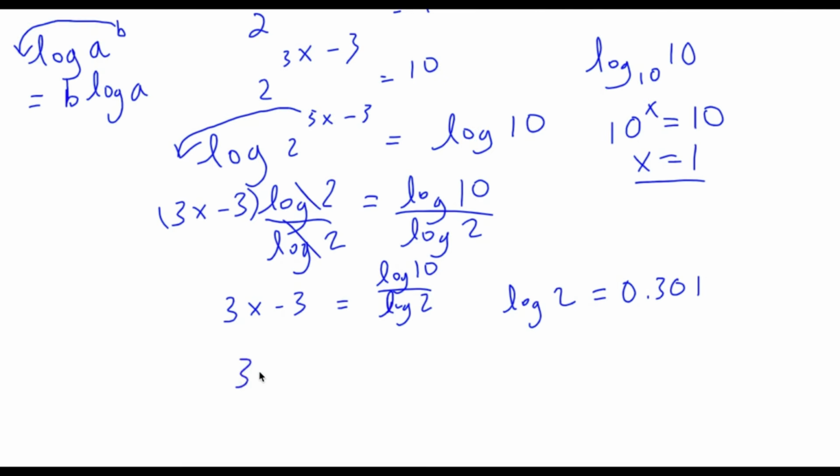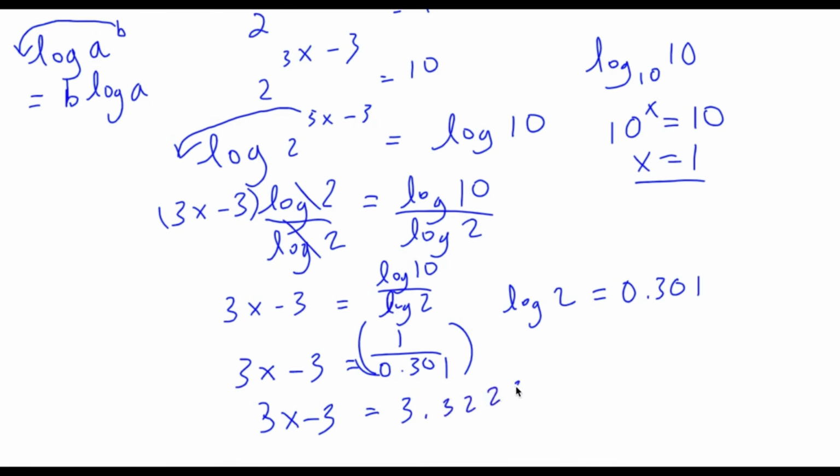So now we have 3x minus 3 is equal to 1 over, now log 2, that is equal to 0.301. So we have 1 over 0.301, sorry. So 3x minus 3 is equal to 1 over 0.301. Now, 1 over 0.301 is approximately equal to 3.3223.